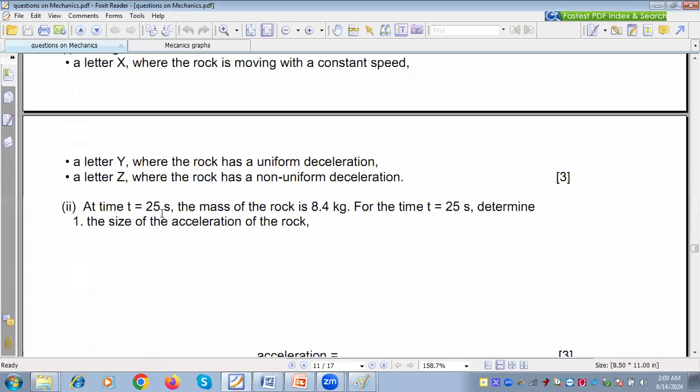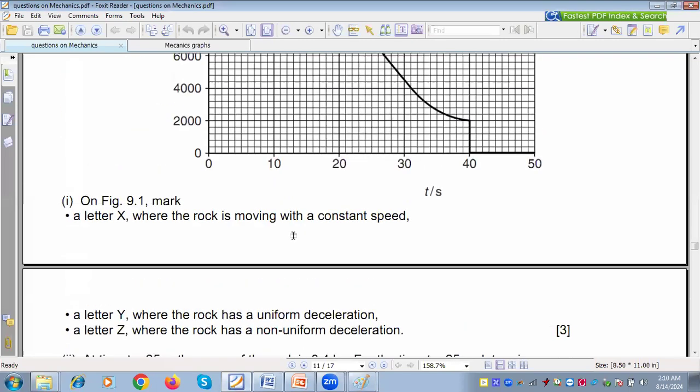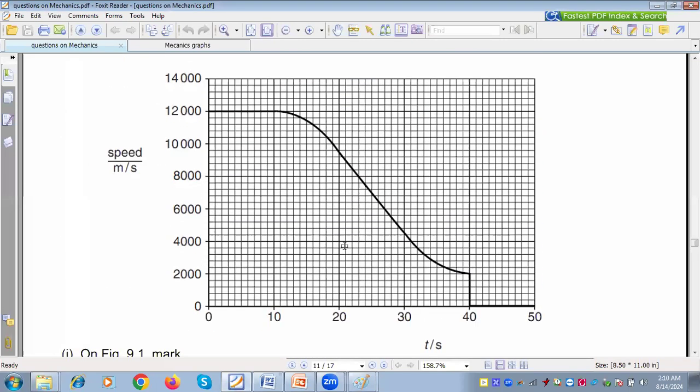At t equals 25 seconds, the mass of the rock is 8.4 kilograms. Mass is changing, so at this time the rock's mass is 8.4 kilograms. For the time t equals 25 seconds, determine the size of the acceleration of the rock. Now here it is very important: you don't have to take the time exactly at 25. The region where the acceleration is uniform is to be marked, so you can take this.